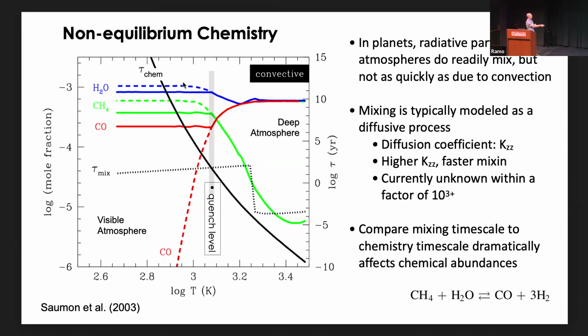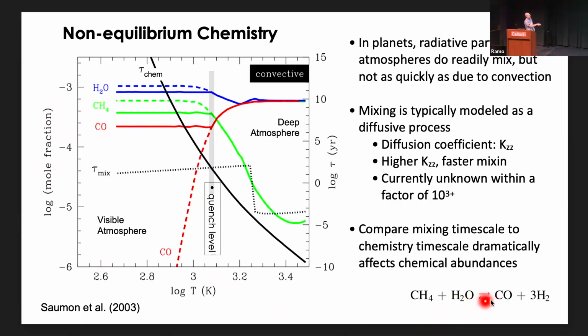So I want you to imagine you're deep in an atmosphere and then coming up towards the visible atmosphere. This is log of the temperature in the atmosphere. So this is down deeper where it's hotter. This is upper in the atmosphere where it's colder. So imagine we're moving along a pressure-temperature profile from hot to cool. You can think about the abundance of these molecules. This is the abundance mixing ratio of CO, methane, and water vapor.